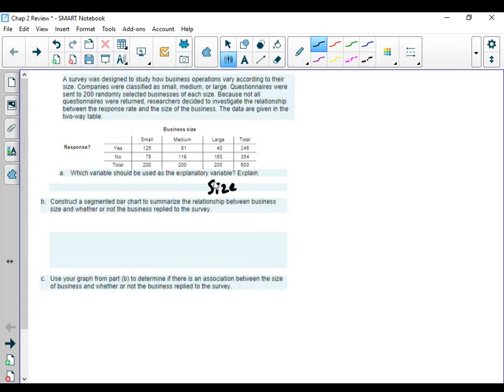Then the segmented bar chart. Again, I'm not going to draw it all out, but remember what you want to do is you would want to base it off of the sizes in this case. So for instance, if I look at the small companies, I'm going to find what percentage answered yes. So I take 125 divided by 200, I get 62.5, which would leave me then with the rest of them, or 37.5 being no.